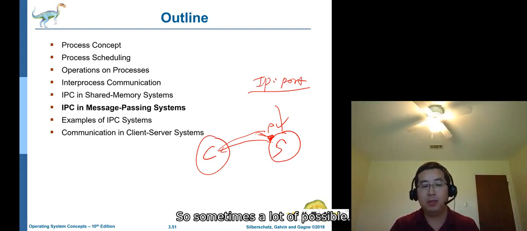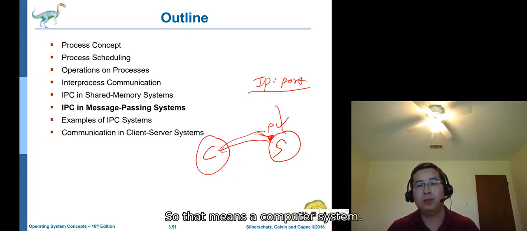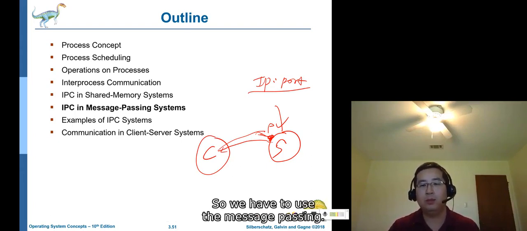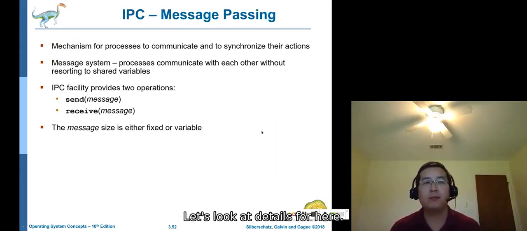So this is one type of message passing, because we don't have shared memory. Sometimes that is not possible, like in a distributed computing system, a network of computer systems. So we have to use message passing. Okay, let's look at the details here.